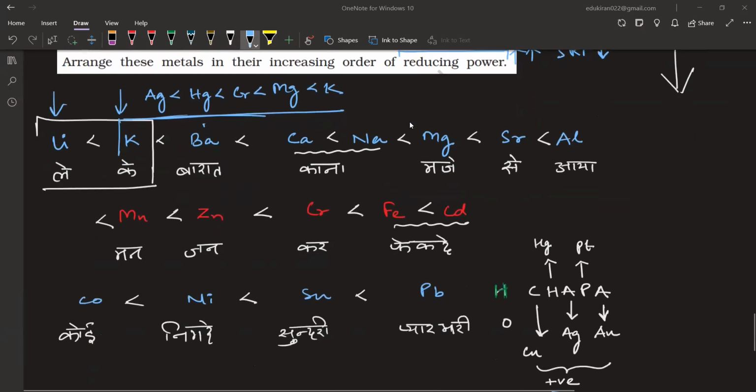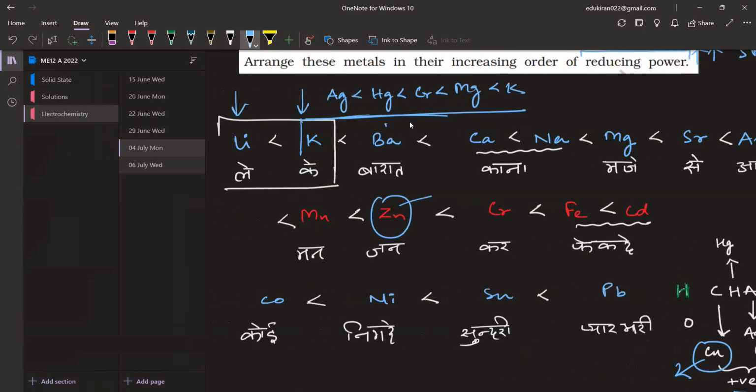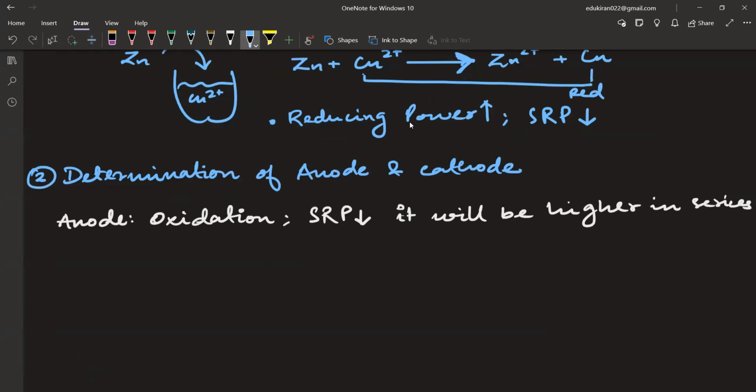Okay. And you can also see zinc is here and copper is here. So zinc is always the anode and copper is always the cathode, because zinc is higher than copper. Zinc is at the top. Zinc पहले आता है. It comes earlier, higher in the series. And for the cathode, we have reduction.